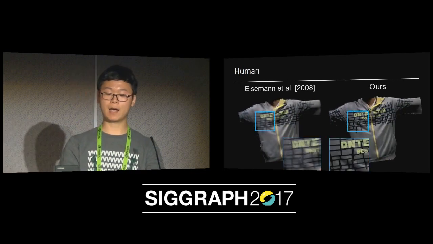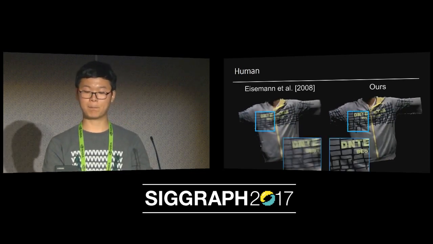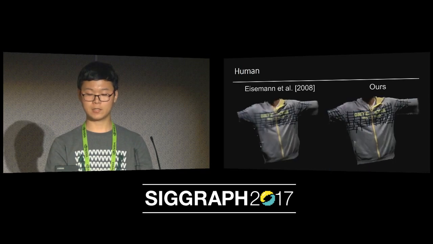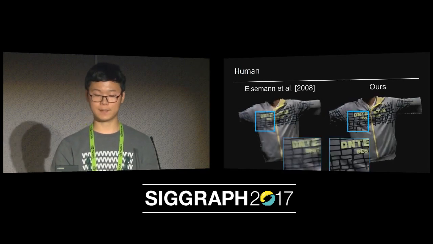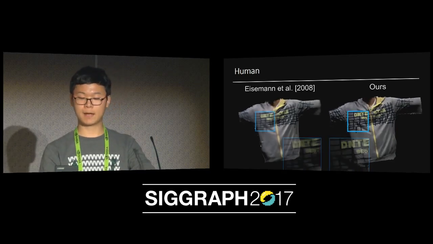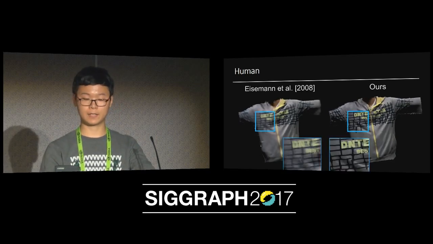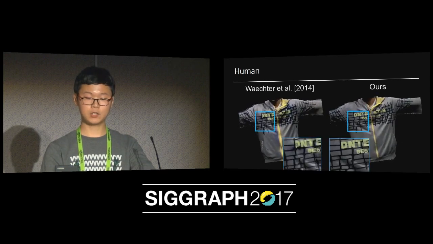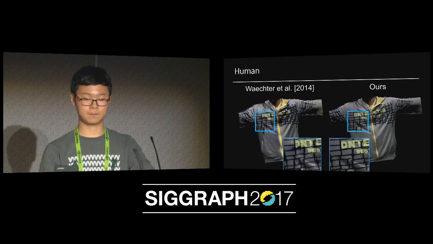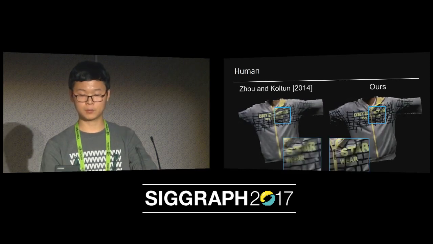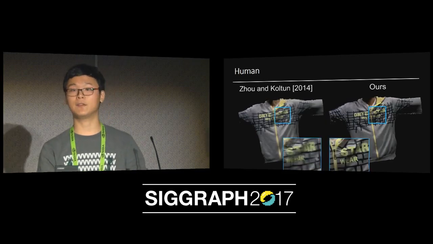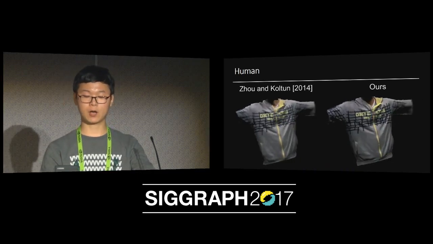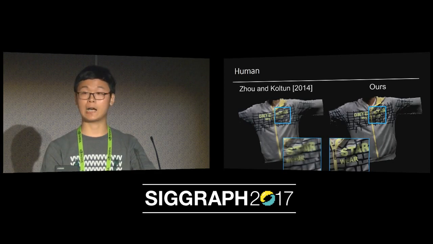Finally, we compare our method against other approaches on the human body scene. So this scene is challenging for all methods since the subject was moving during the capturing process. In this case, Eisenman's method produces ghosting artifacts, and Witcher's method produces visible seams. And Zhou's method produces blurry texture. While all other approaches produce results with artifacts, our method properly handles all the inaccuracies and generates a high-quality texture.